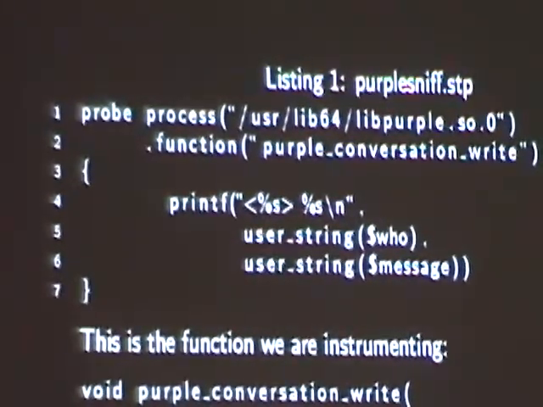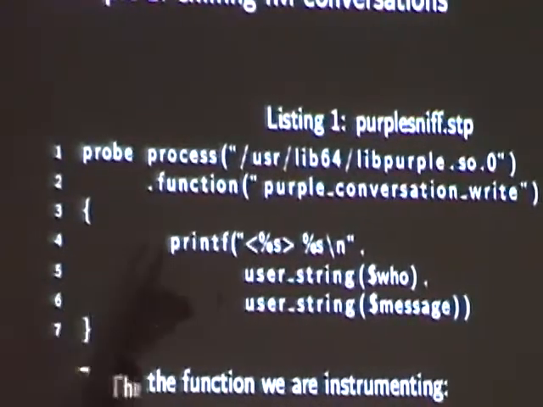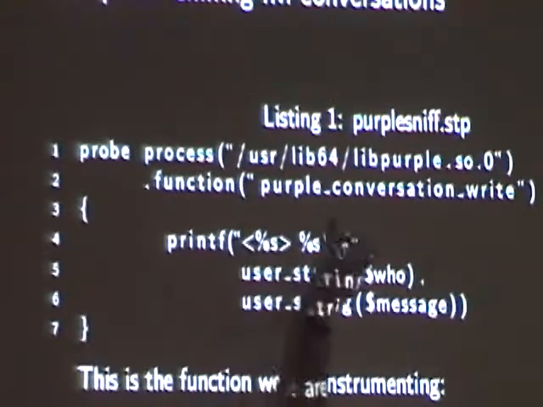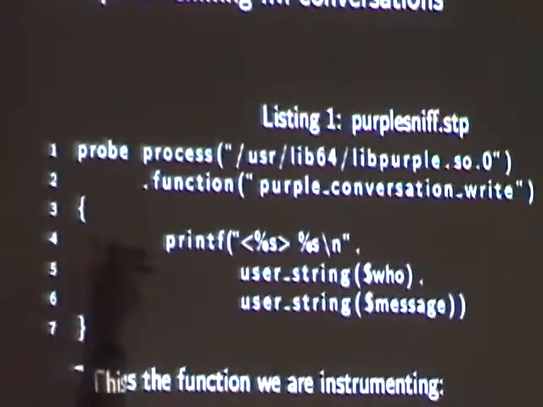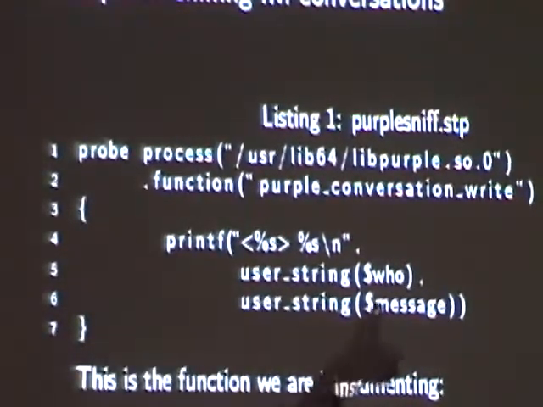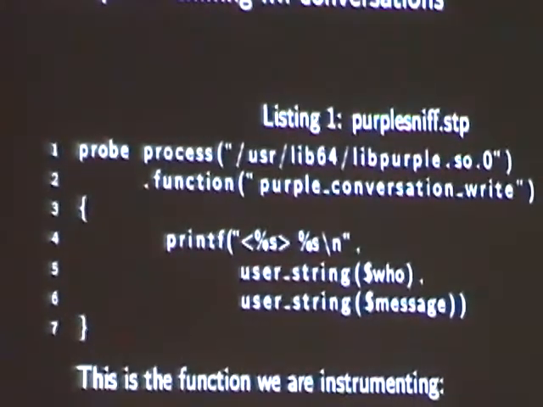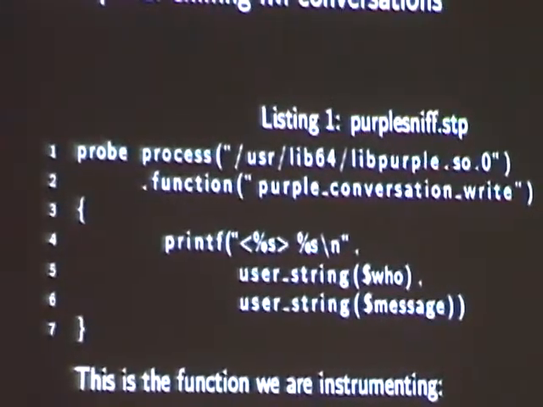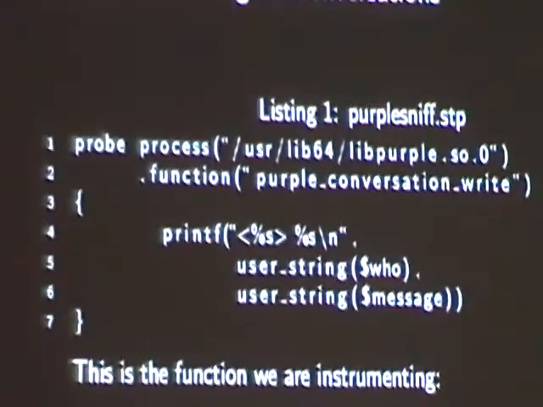It's obviously the person sending the message and the actual message. So we can use Systemtap here to tap into the library libpurple and instrument the specific function purple_conversation_write. When we're in this function, we retrieve the sender of the message and the actual message, and we just print it. I didn't have time to get internet on my laptop, so I cannot really demo this one. I can show you at the end if we have time.